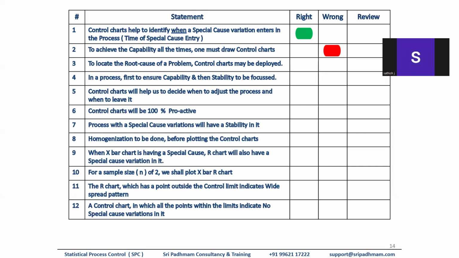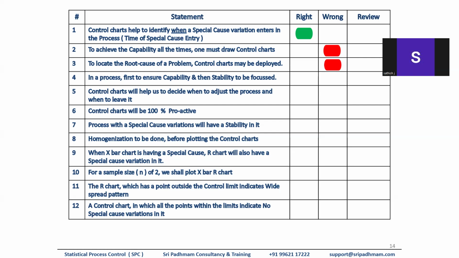Third one. To look into the root cause of a problem, control chart may be deployed. Right or wrong? Right. Absolutely wrong. Control chart will tell where we are going wrong. That's all. Control chart will never tell why we are going wrong. Clear or not clear? Fourth one, what is your response?